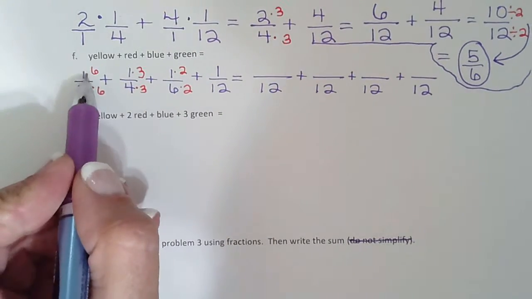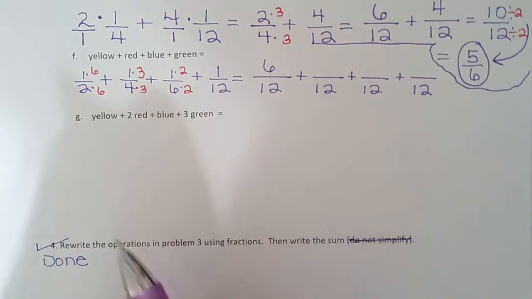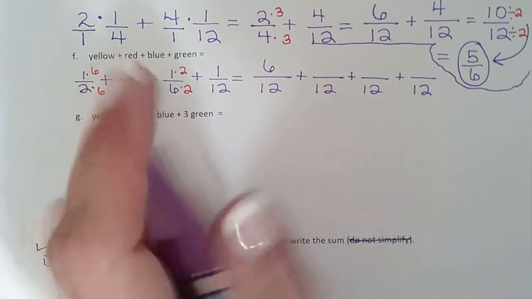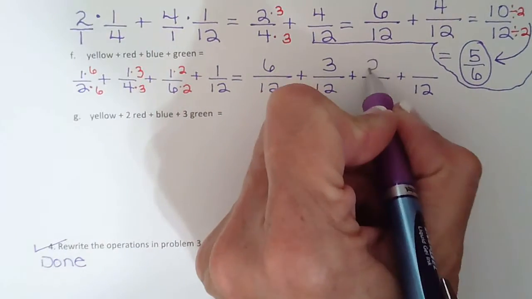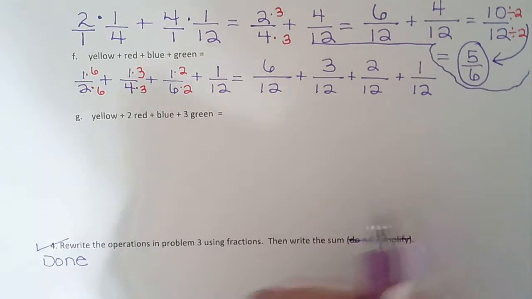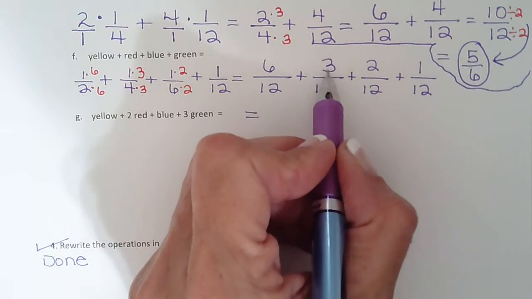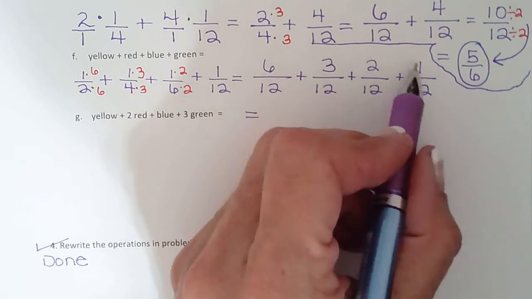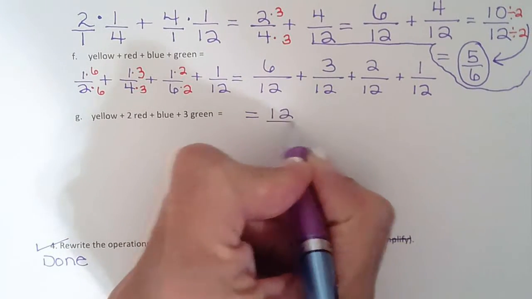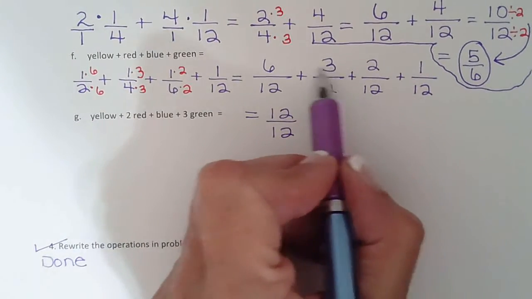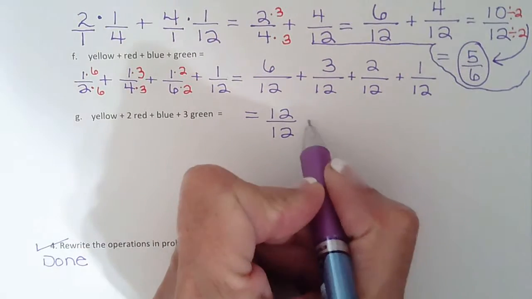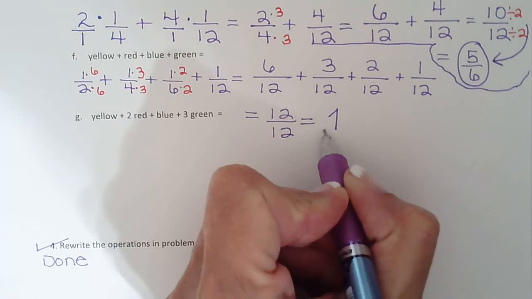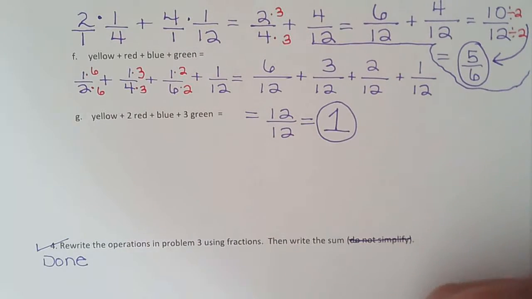So that makes this 6/12 for the first fraction, which we know is 1/2. The second fraction turns into 3/12. The third fraction turns into 2/12. And the last fraction stays itself. So this would be 6, 7, 8, 9, 10, 11, 12 twelfths. 12/12. Is that simplified? Nope. Anything over itself is 1. So there's our answer. That was a fun little problem.